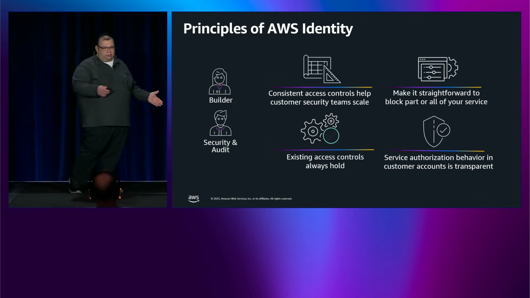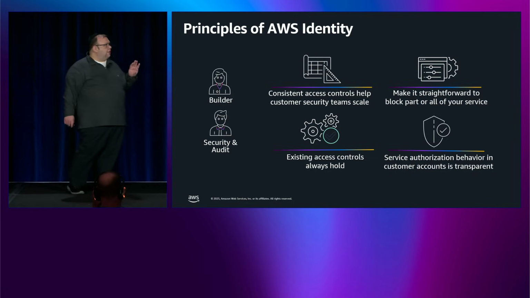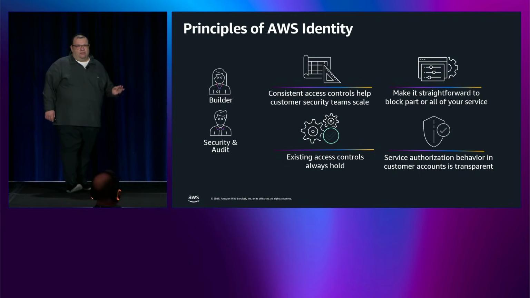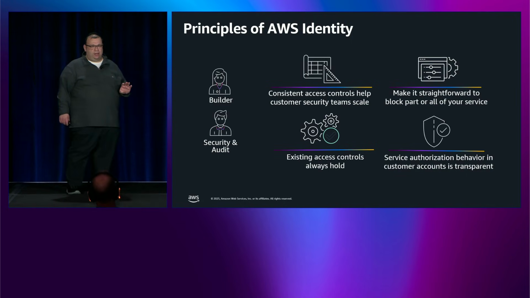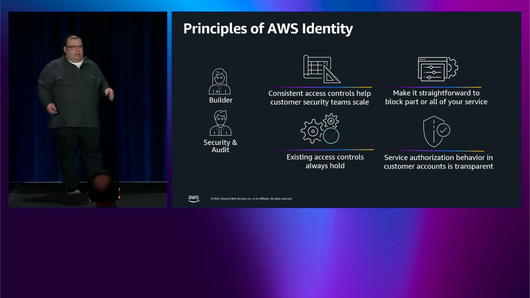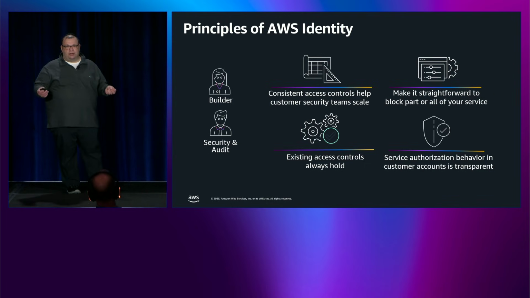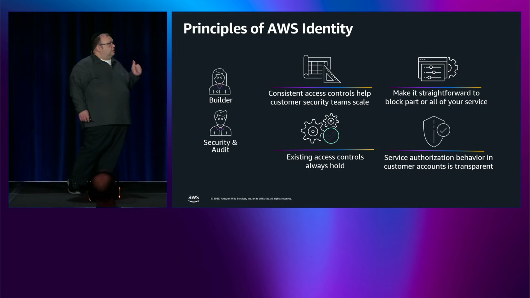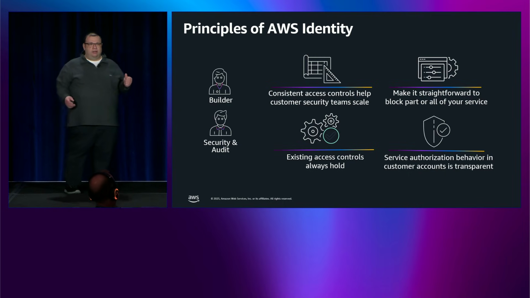Now, that sounds good, but we actually have specific principles that we use to anchor on this vision. And there's 4 key principles that I want to call out. The first one is consistency. Customers want to see consistency in how AWS services, 300 plus services, integrate with AWS IAM and other identity services. Because if it's consistent, then you know what to expect, and then you could secure it. So that's number 1.